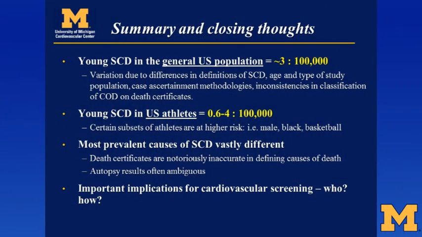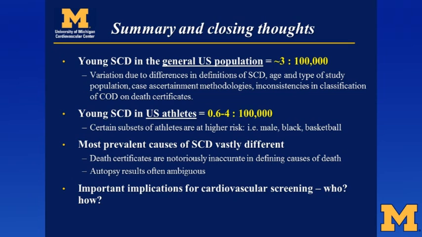So let me sum up and leave you with a few closing thoughts. So prevalence of young sudden cardiac death in the general U.S. population is about 3 in 100,000. A lot of variation due to differences in definitions, age and type of the study population, how we're ascertaining our cases, inconsistencies in classification of cause of death on death certificates, to name a few.